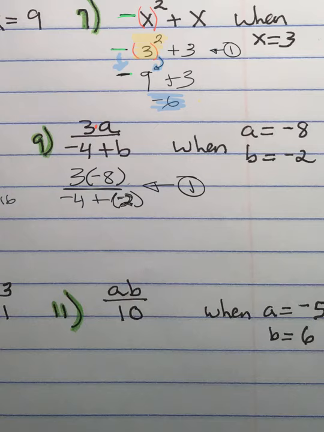Then we just have to calculate the numerator. The numerator is the top expression. So remember, that means 3 times -8, and 3 times -8 would give us -24 in the numerator. And then we have to figure out the denominator. The denominator is the bottom expression. And what is -4 plus a -2? -6. So that should be everybody's second line.